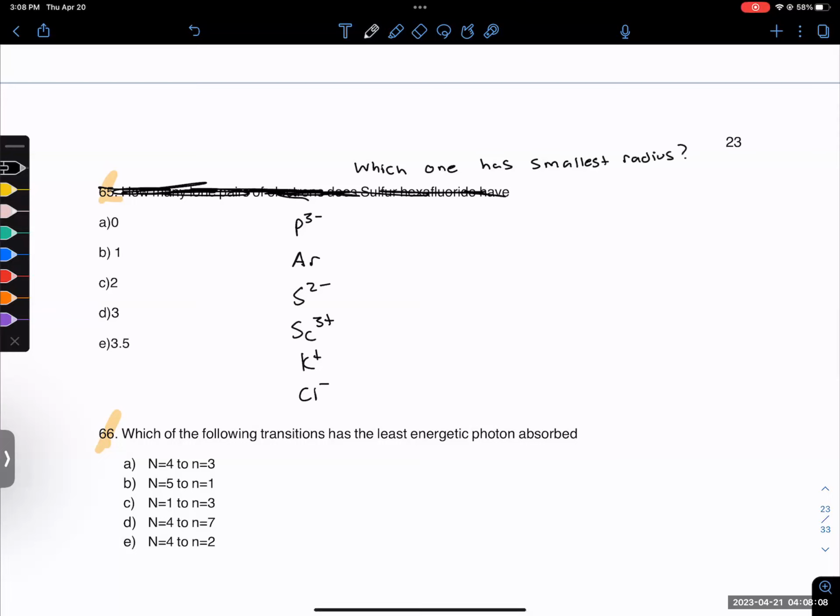All right, so Sydney says that scandium 3+ is going to have the smallest, and I have to agree with Sydney. And let's just take a look at the principles that make scandium have the smallest.